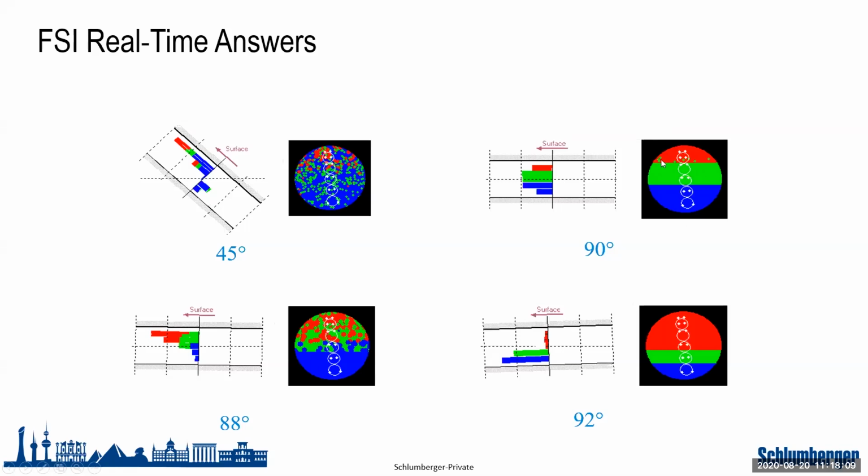Then if I am at the 90 degrees condition, I see that I have a nice segregation, and basically you can see that the phases moving at the edges of the pipe are moving a little bit slower than whatever is moving at the center of the pipe. But I have a perfectly segregated phase.